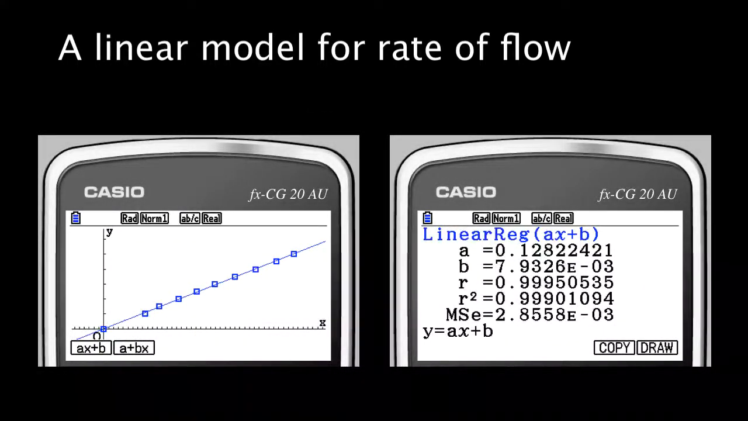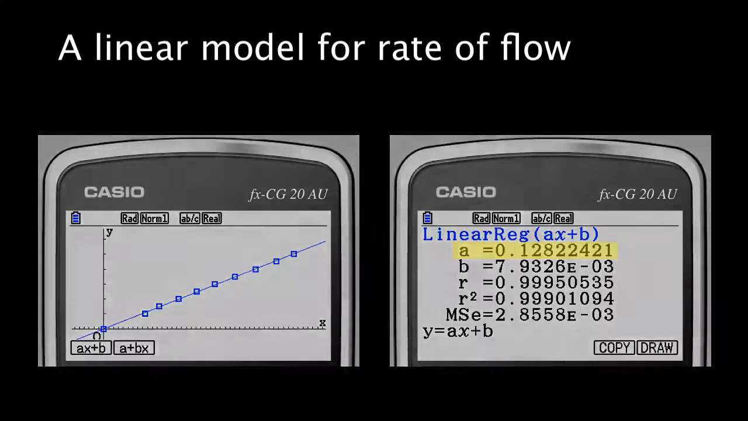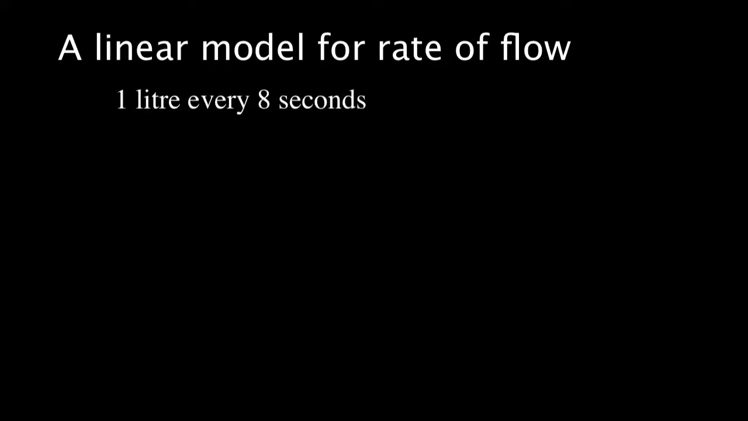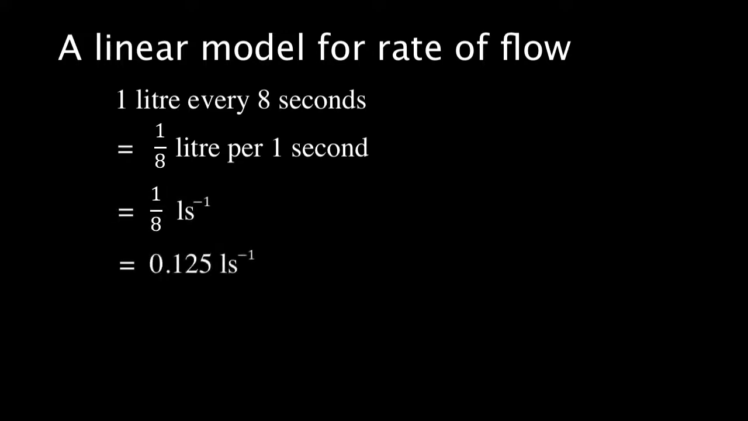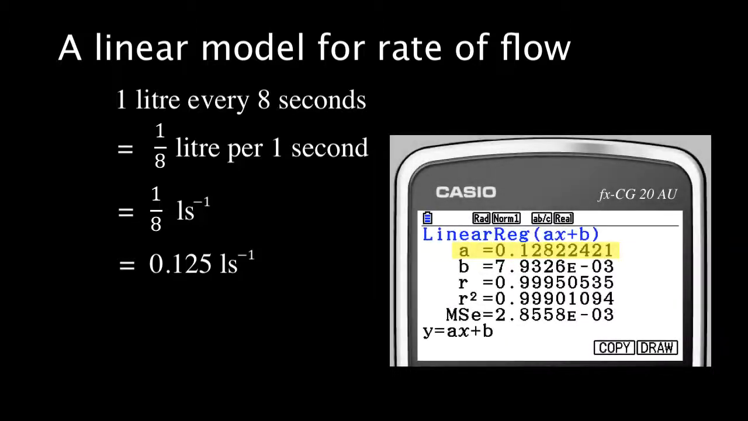The least squares line has gradient 0.128, suggesting the flow rate is approximately constant at 0.128 litres per second. So how does this relate to my observation of 1 litre approximately every 8 seconds? Well, 1 litre per 8 seconds equates to 1/8 of a litre every 1 second, which has a decimal equivalent of 0.125, and 0.125 is not too far away from 0.128.